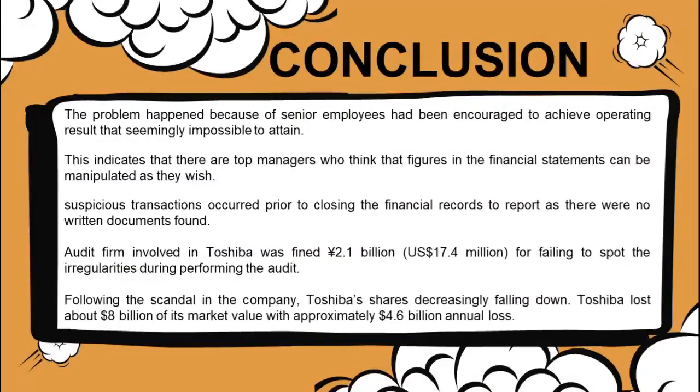In conclusion, this case shows that the accounting scandal in Toshiba happened because the perception of corporate governance in Japan is still not as strong as expected. It seems that this scandal happened not because of personal greed. Instead, it was driven by the desire of executives to protect the image of the company. The problem happened because senior employees had been encouraged to achieve operating results that seemed impossible to attain. Clearly, we can see that the fraudulent activities that occurred in Toshiba had brought so much impact to every individual engaged in the scandal.